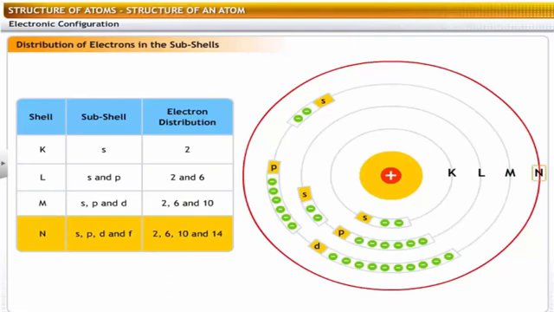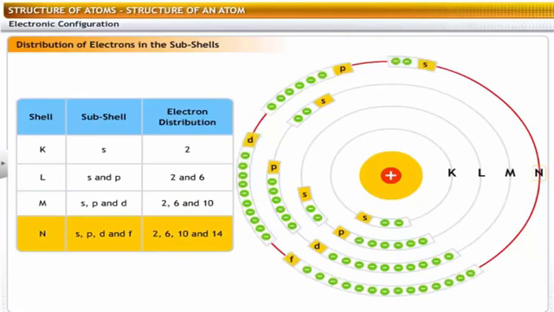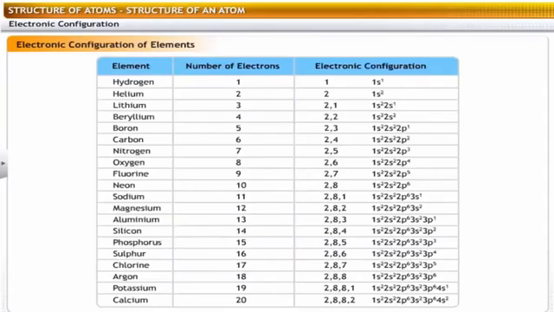Next is the N shell with S, P, D, and F subshells accommodating 2, 6, 10, and 14 electrons respectively. Let's observe the distribution of electrons in the given 20 elements.